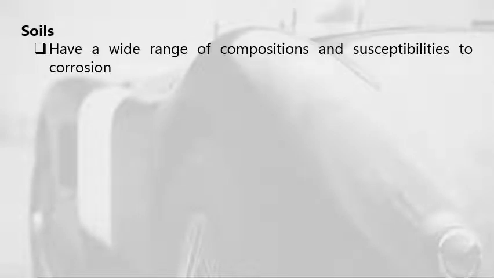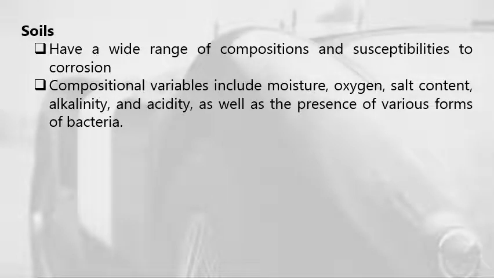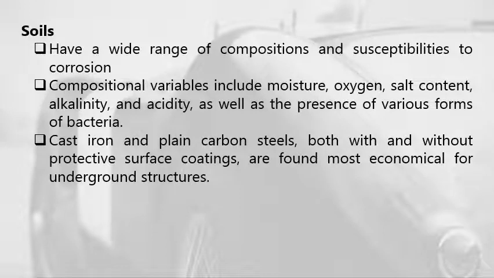Soil is also another corrosive environment. Soils have a wide range of compositions and susceptibility to corrosion. Compositional variables include moisture, oxygen, salt content, alkalinity, and acidity, as well as the presence of various forms of bacteria. Cast iron and plain carbon steels, both with and without protective surface coatings, are found most economical for underground structures. So if you have to use metals for underground structures, then you can consider these kinds of materials.